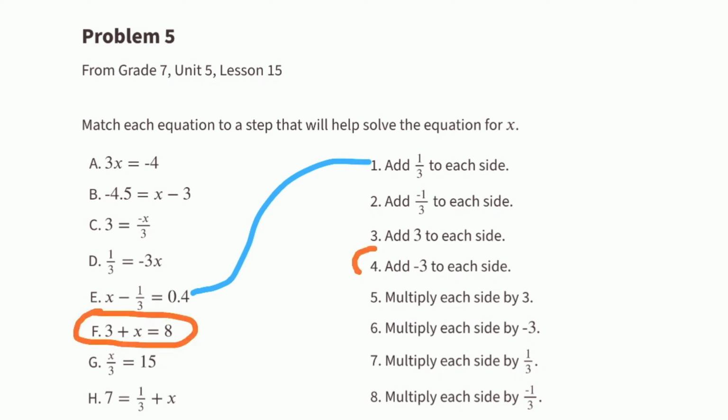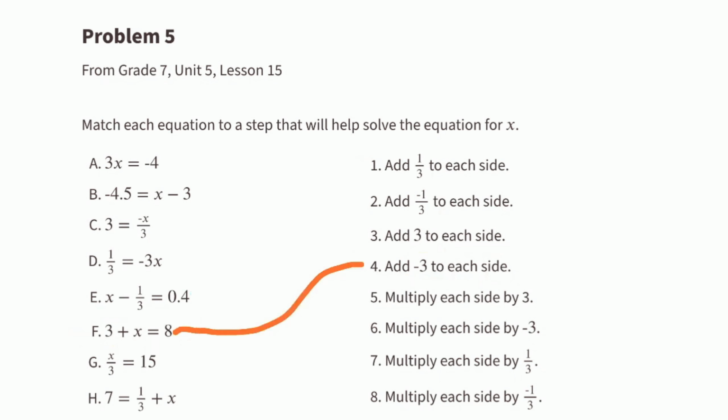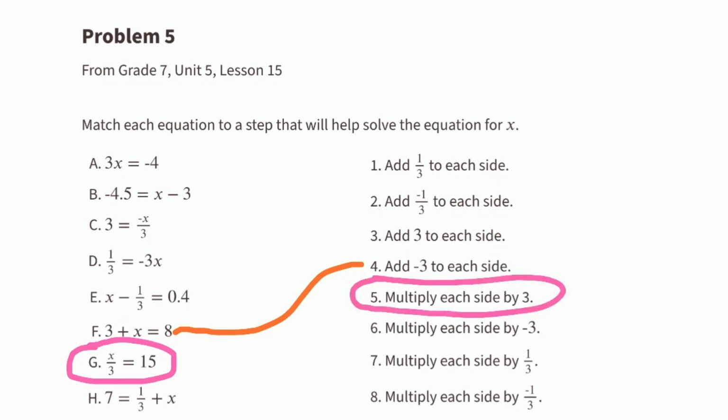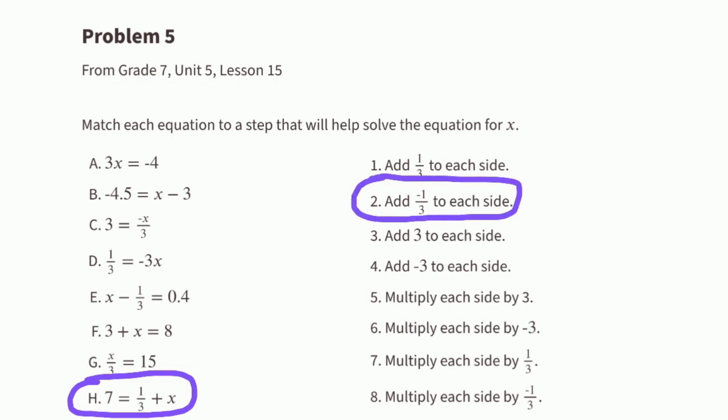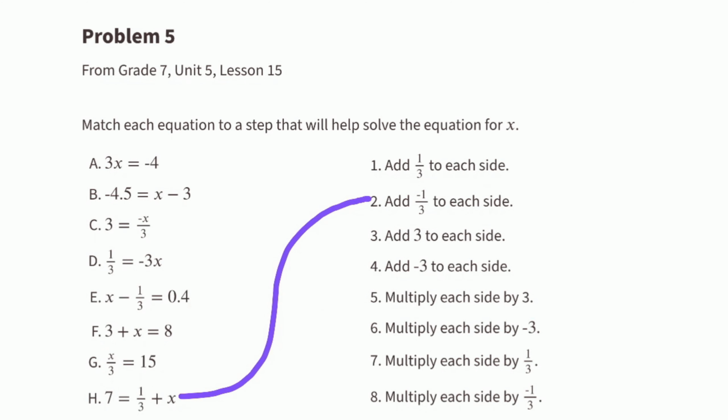For equation F, we need to add -3 to each side, or subtract 3 from each side, so that we'll have x all by itself. For equation G, we need to multiply both sides by 3, so we'll have positive 1x by itself. For equation H, we need to add -1/3 to both sides, or subtract 1/3 from each side, so that we'll have a positive x by itself.